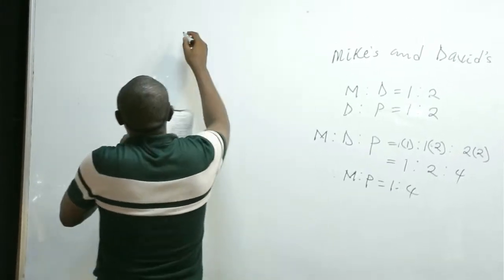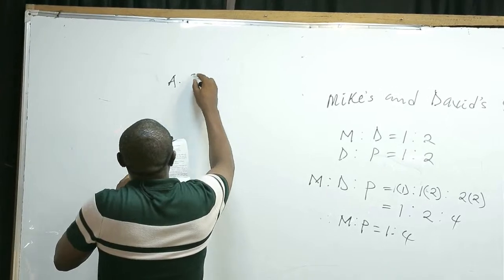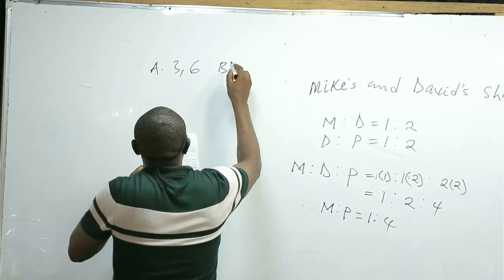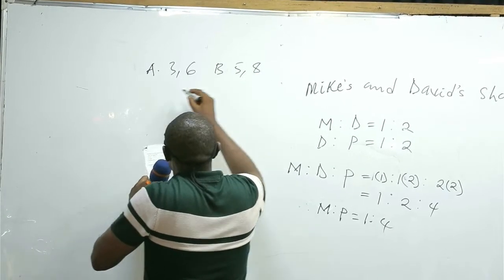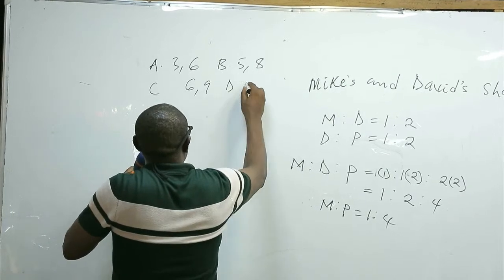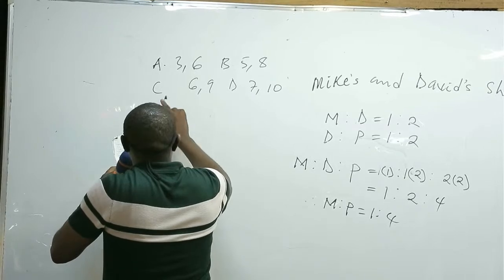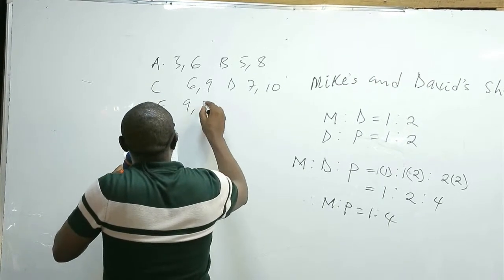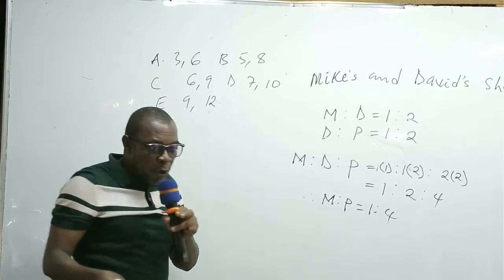Look at the options. Option A gives us 3, 6. Option B gives 5, 8. Option C, 6, 9. Option D, 7, 10. Option E gives 9, 12. Class, are you with me?